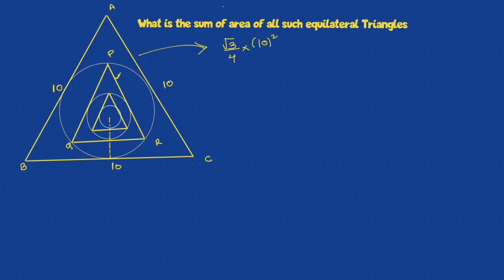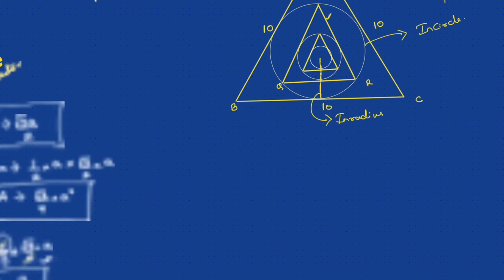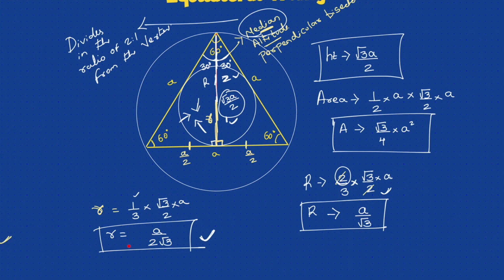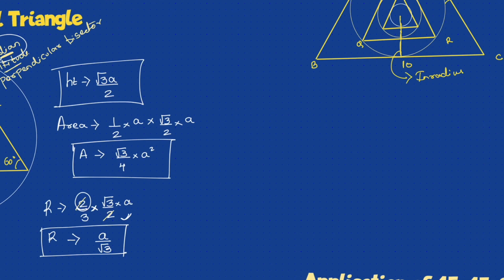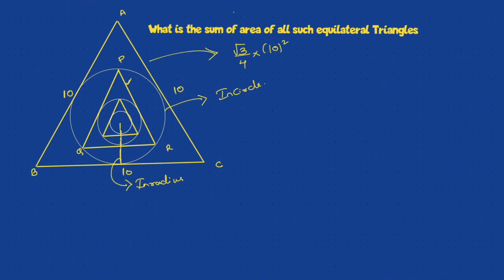So I'll say the area of the outer equilateral triangle is square root of 3 by 4 into A square, which is side square. Now the circle that is being drawn inside this equilateral triangle is nothing but an incircle, and what I am pointing at right now is its inradius. And we have just studied the formula for the inradius of an equilateral triangle. We know that it is A upon 2 root 3. A is nothing but the side, so the side here is 10. So I'll write 10 upon 2 root 3.